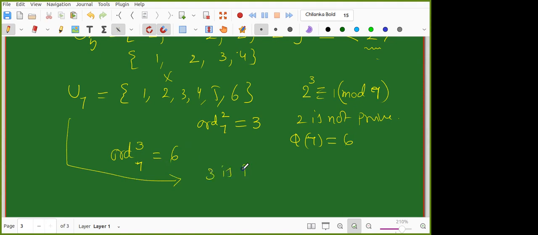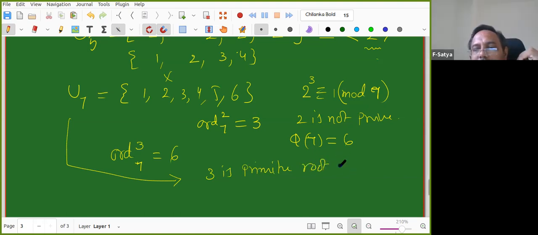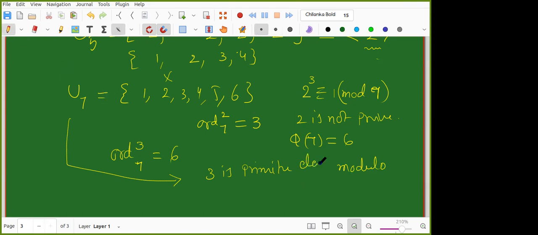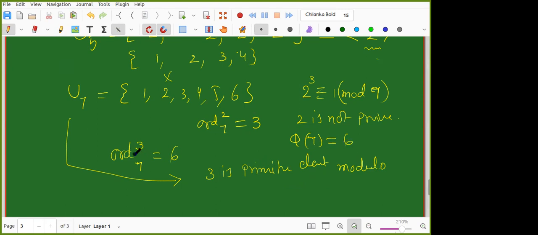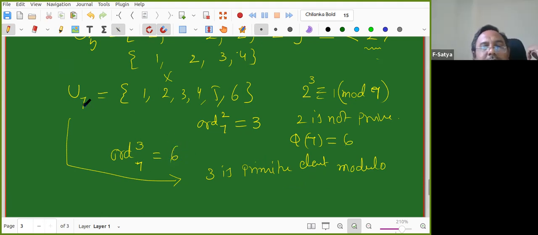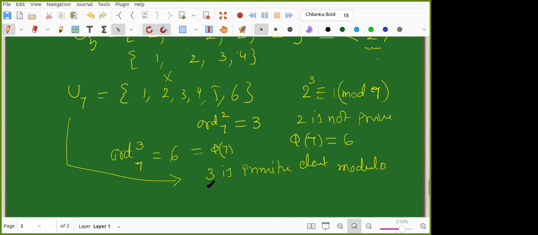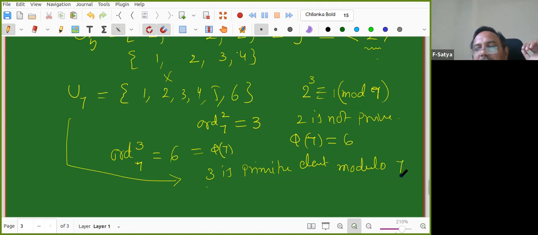Is it okay? Okay or not okay? Venkata, is it fine with you? A primitive element. Sir, if the order of the element divides the order of the group, we call that element a primitive element. No, that is not what I told. The order always divides. If the order of the element is the same as the order of the group, which is phi of 7, then only that element 3 is called a primitive element modulo 7.